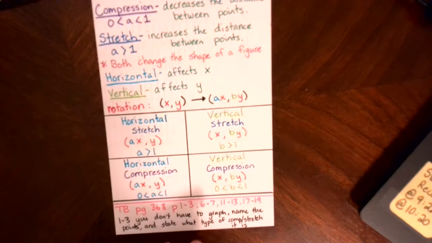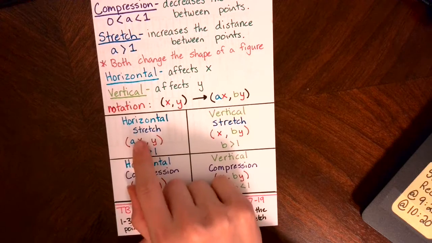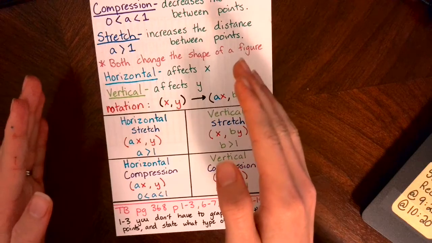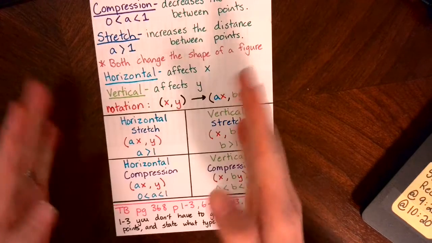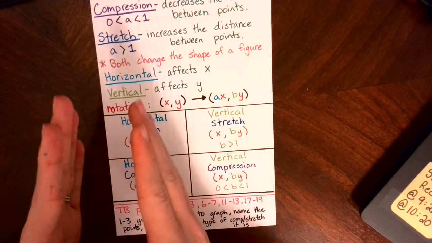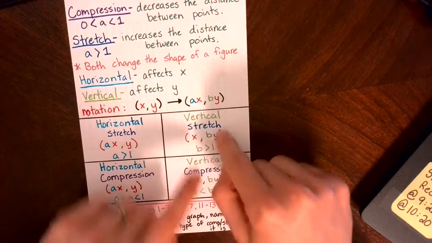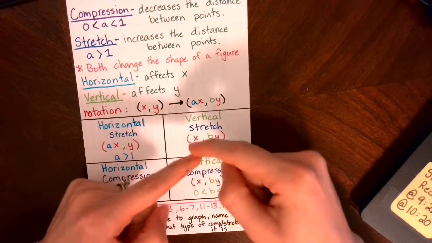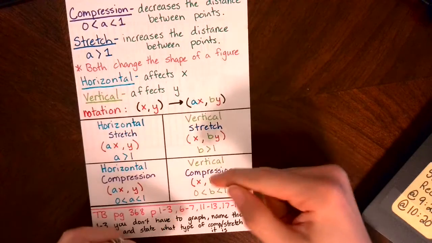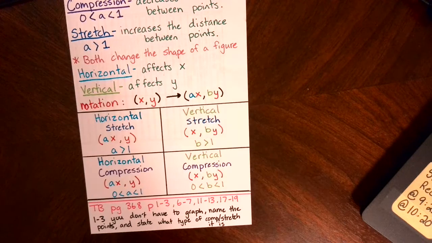Now let's talk about the difference between them. If we are multiplying x by a number larger than 1, we call that a horizontal stretch. If we're multiplying x by less than 1, it's a horizontal compression. This one gets bigger left, right. This one gets smaller left, right. But if we multiply y by a number bigger than 1, it gets bigger up, down. If we multiply it by a number less than 1, it gets smaller up, down.